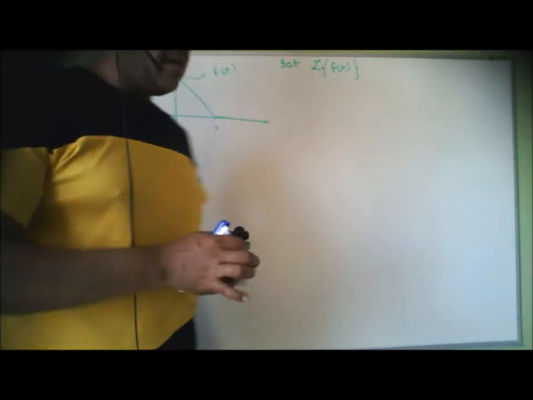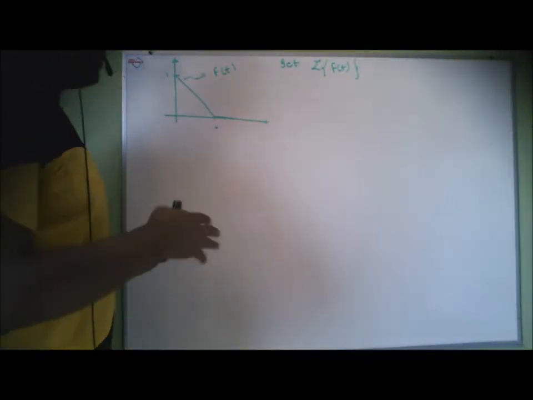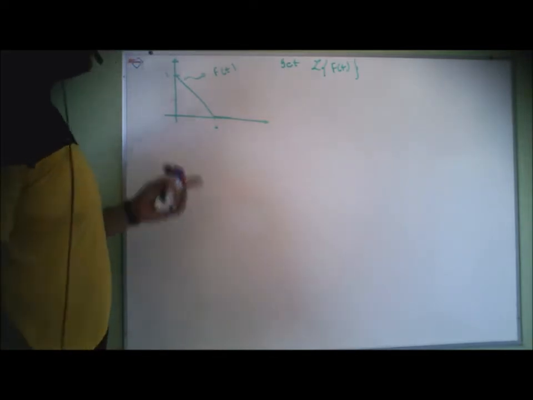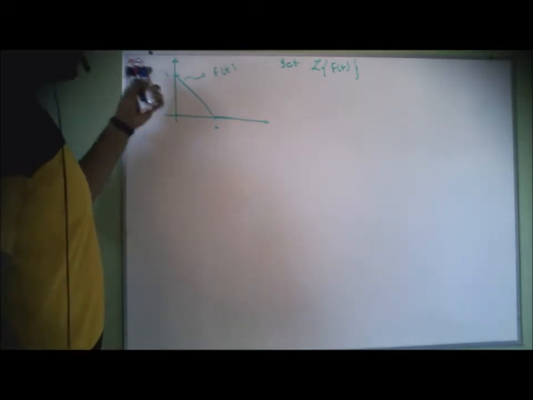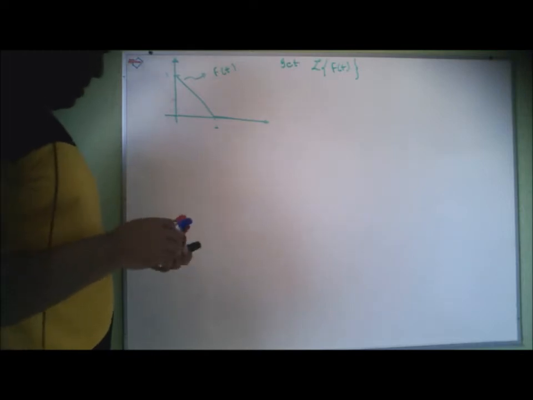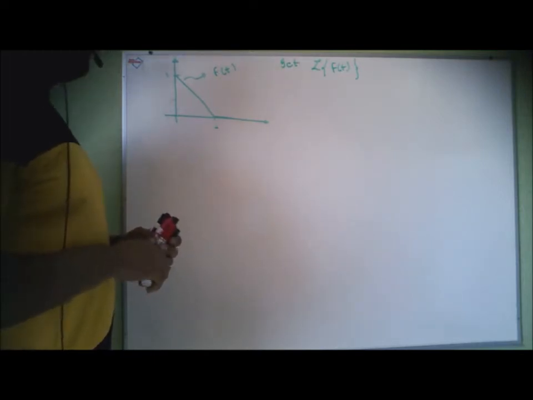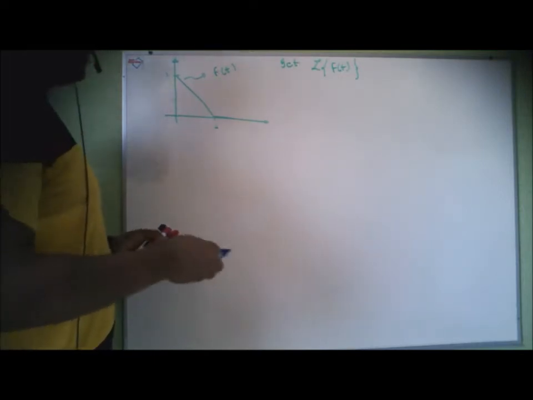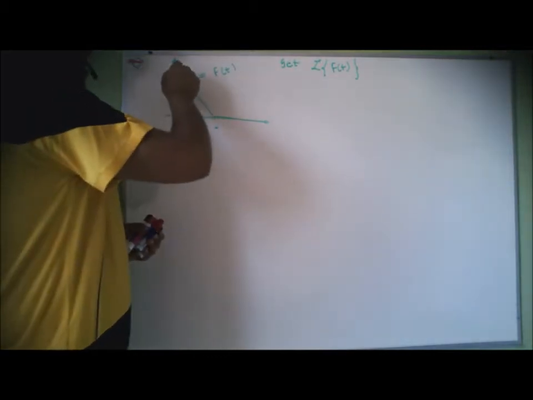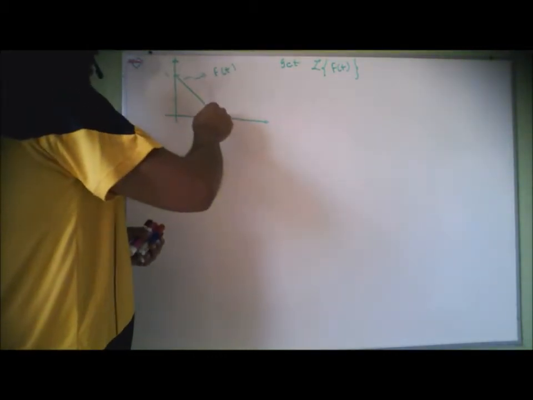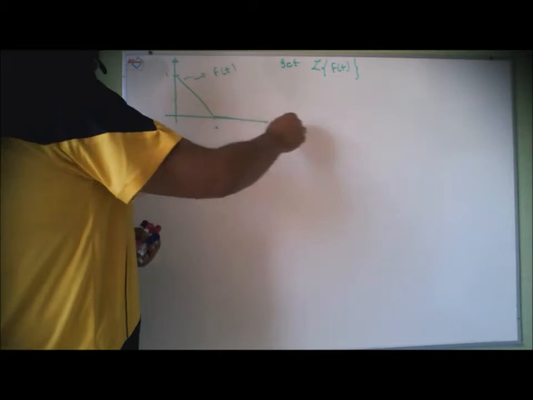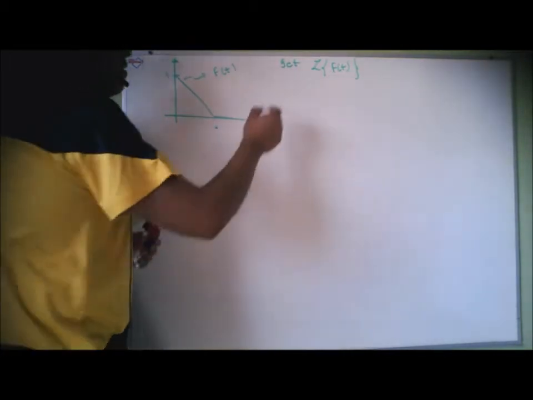Okay, in this video we are going to see the Laplace transform when the function is not given by a formula, but through a plot. So we have to find the Laplace transform of this function, which starts at 1, then goes down to 0 at t equal to 1, and then is equal to 0. Now this is a composite function.